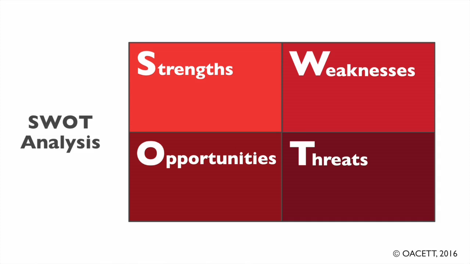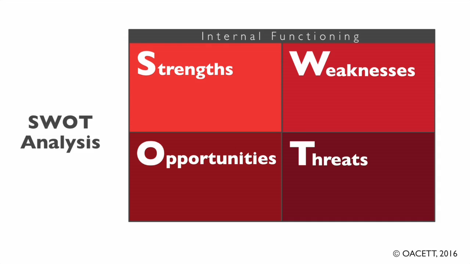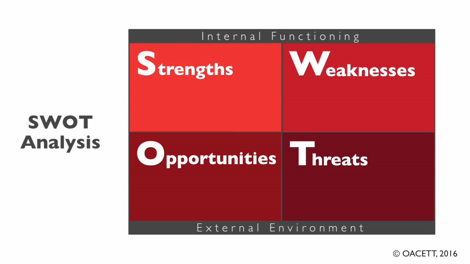The two pieces of a SWOT analysis that relate to the internal functioning of the organization are the S and W. So what are the strengths of the organization and what are the weaknesses? So what is the organization doing well and what does it need to work on or improve? Then the two pieces that relate to the external environment in which the organization is functioning are the O and the T. What are the opportunities that are out there in the environment? And T, what are the threats that are out there in the environment?